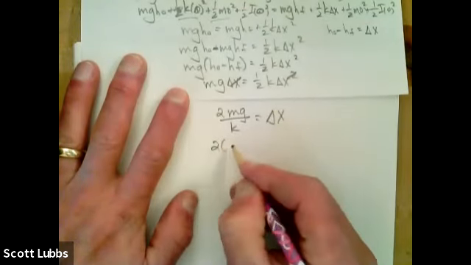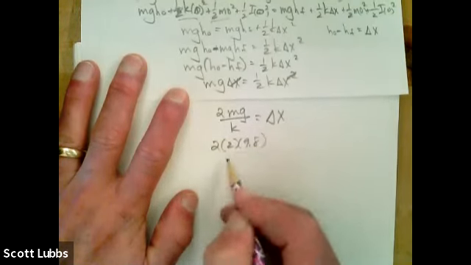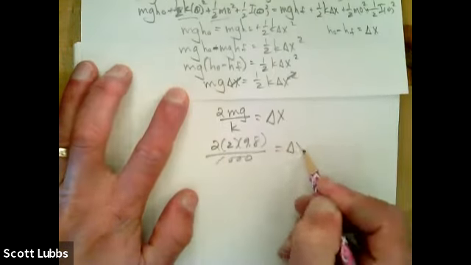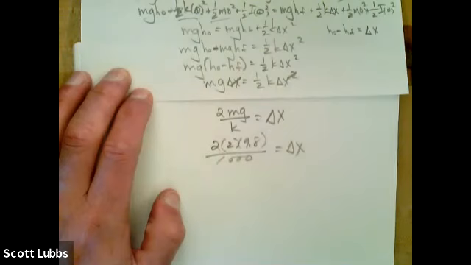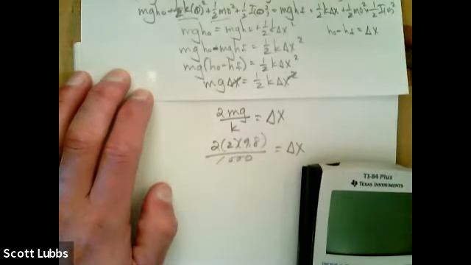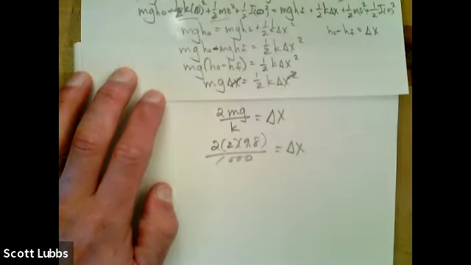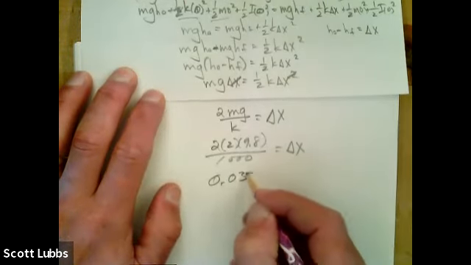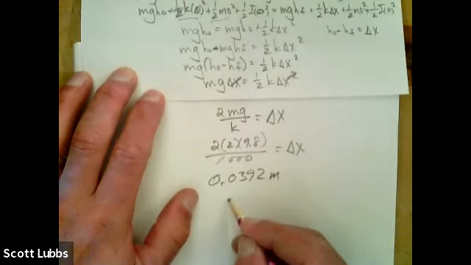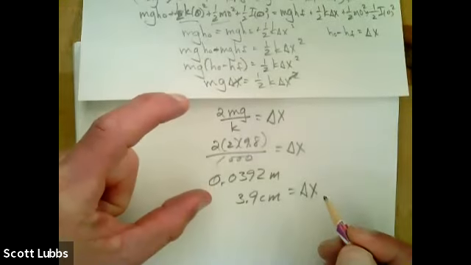So what do I got? Mass was 2 kilograms. g is 9.8. k is 1,000. This is how much it gets stretched when you let go. This is not how much it gets stretched when you just put the object on. So 2 times 9.8 divided by 1,000 is 0.0392. About that far.